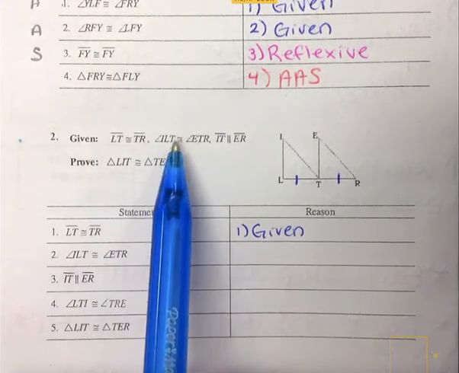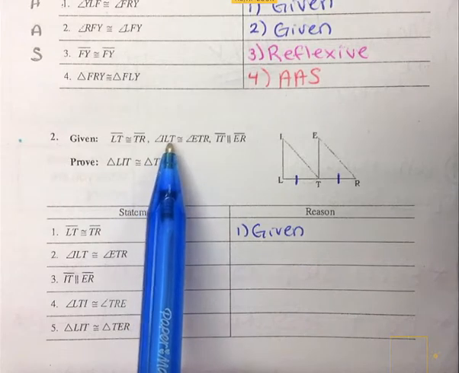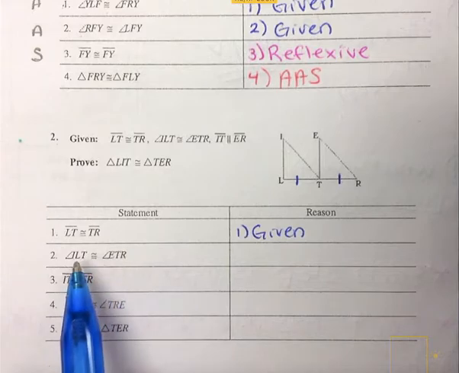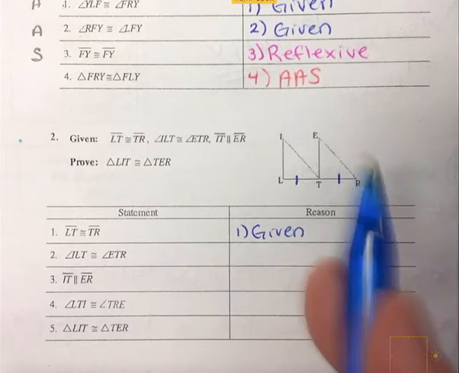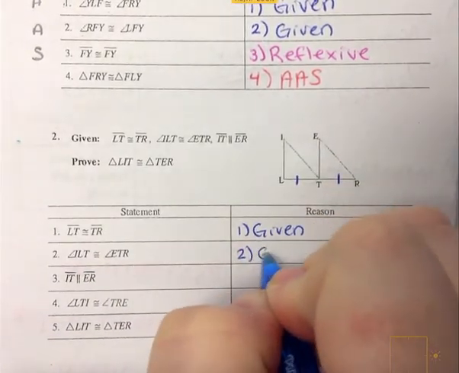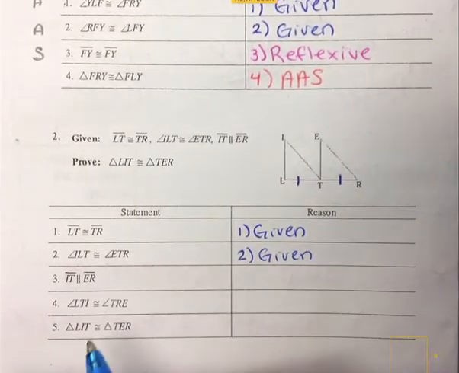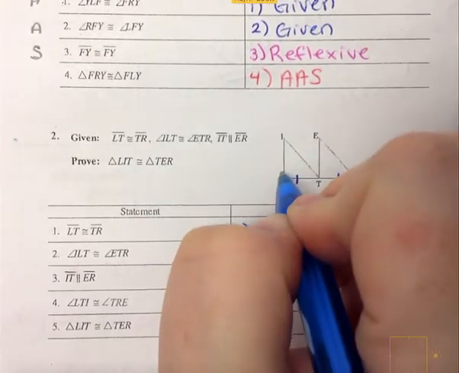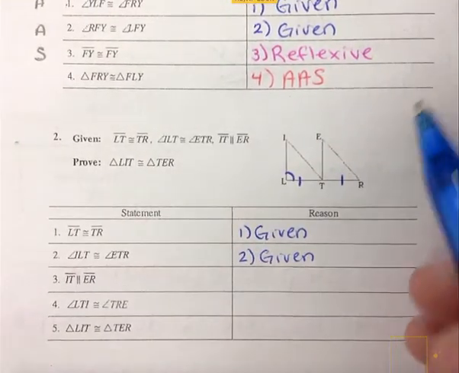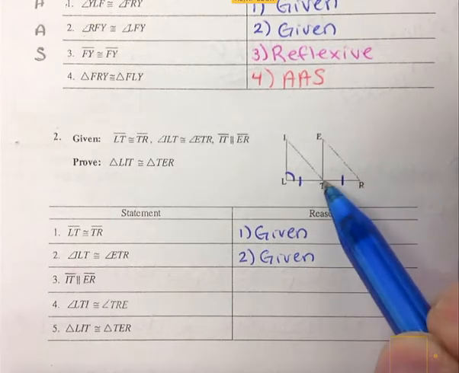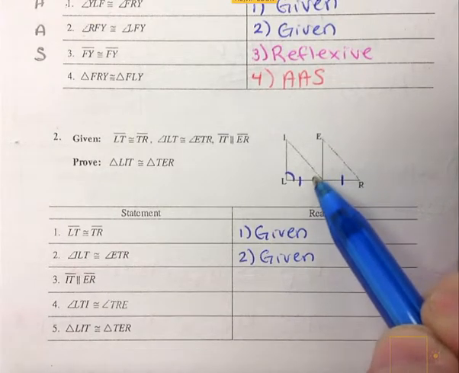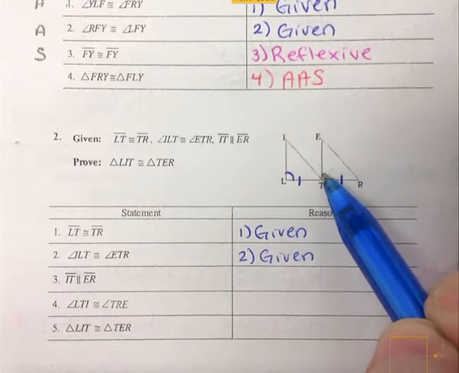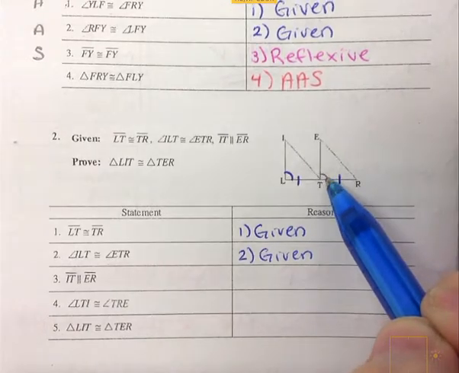Statement 2 comes from your given. Angle ILT is congruent to angle ETR. Same thing. This is given, so reason 2 would be given. I want to mark it. ILT, so L is your vertex. This angle L right here is congruent to angle ETR. So T is the vertex, but you have to be careful because there are multiple angles at T. ETR means that it's going into this triangle. So I have one arc on T here.